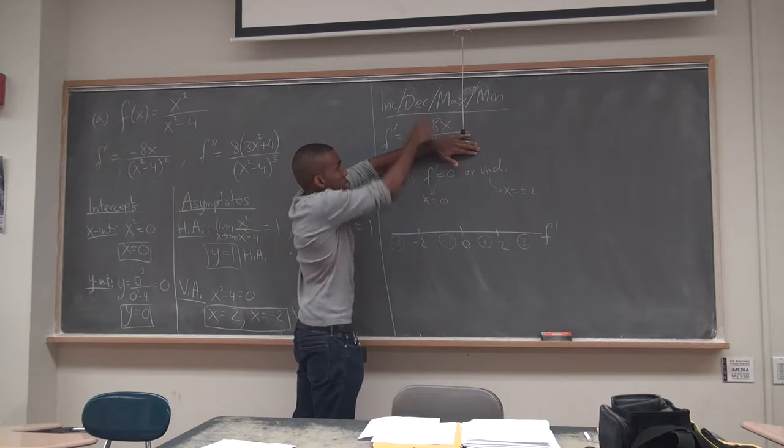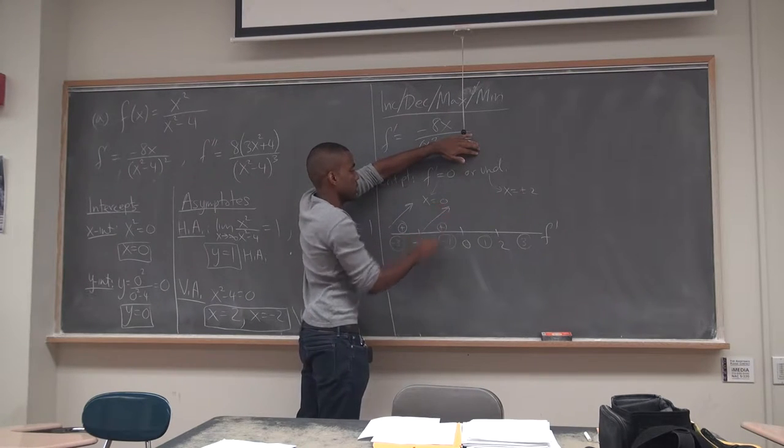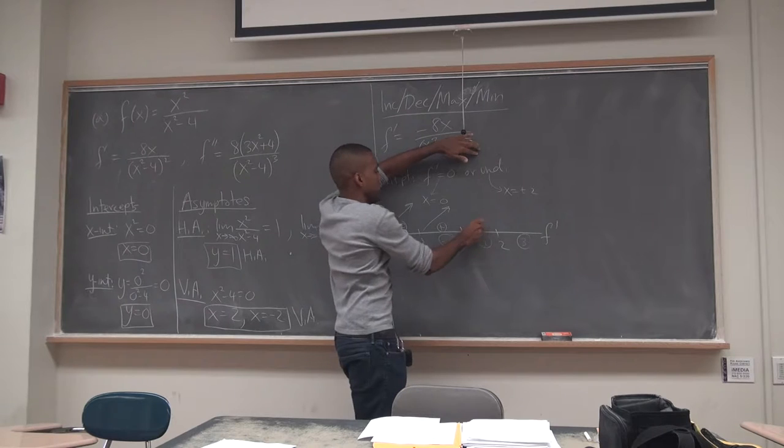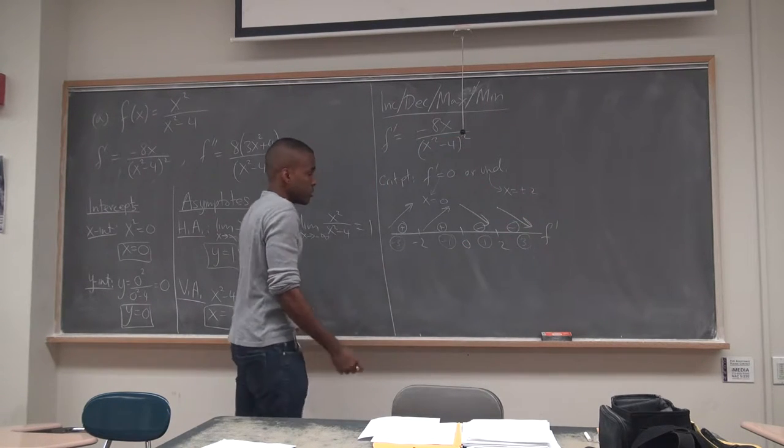If I plug in minus 3 here, negative times negative is positive, increasing. Negative times negative, positive, increasing. Awesome. That would be negative, and this is negative. Right, so very similar to the last one, sort of.